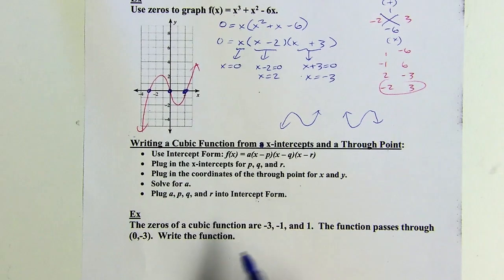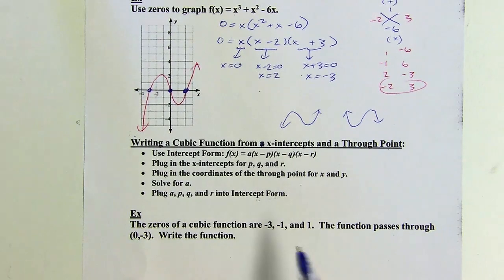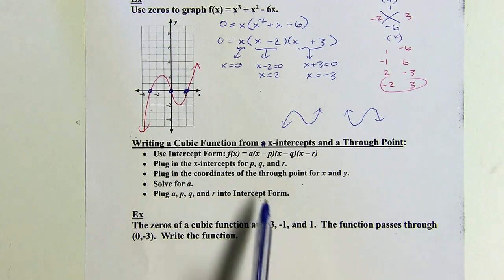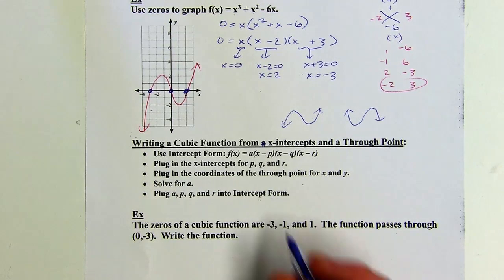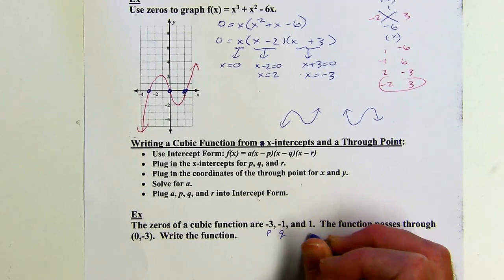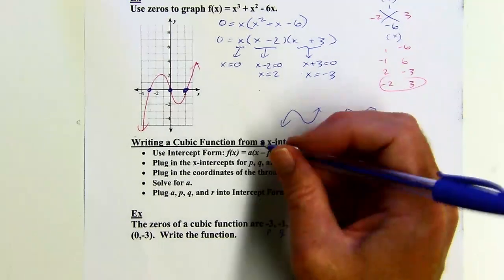Okay. So what we're going to do is use intercept form. This is a very similar process to the one on the last page when we had a quadratic function. It's just cubic. Okay, so instead of just being P and Q for my x-intercepts, now I have an R as well. So I'm going to plug those three things in to those positions.